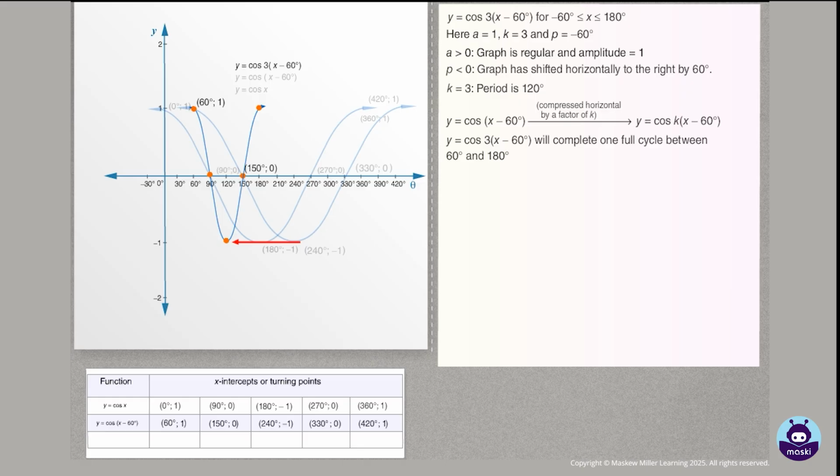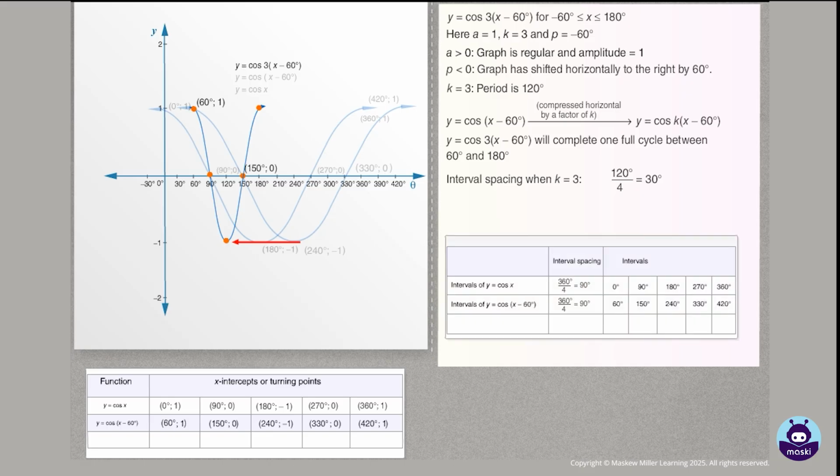If the graph gets compressed by a factor of k, all the critical points will also be compressed by the same factor. So, the interval spacing between the critical points will now reduce by a factor of k. Interval spacing when k is equal to 3: 120 degrees over 4 equals 30 degrees. The table of critical points can now be completed for y equals cos 3 times x minus 60 degrees.